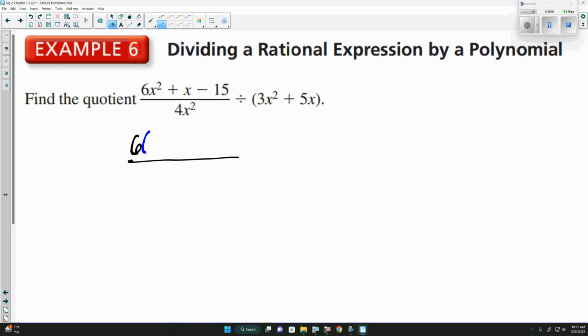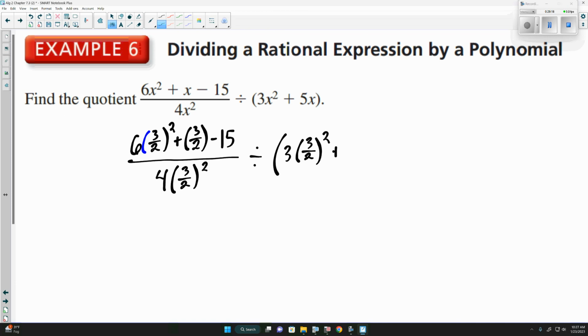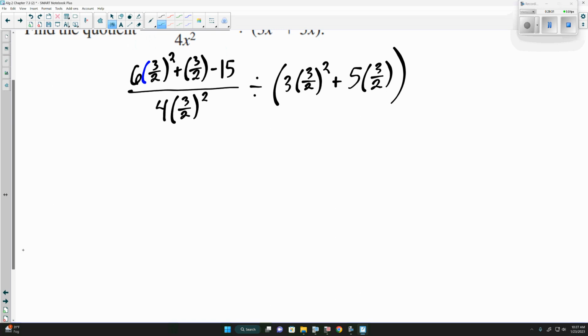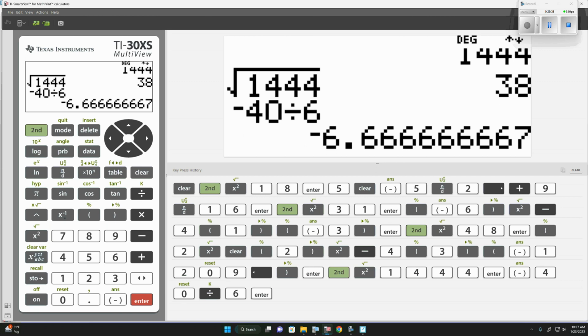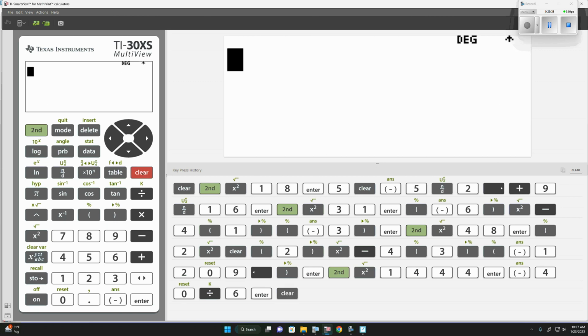So 6 times 3 halves squared plus 3 halves minus 15 over 4 times 3 halves squared divided by 3 times 3 halves squared plus 5 times 3 halves. So I'm just calculating this because it's going to make more sense plugging it in than trying to go through the explanation. So since these are all just numbers, we can calculate it out.